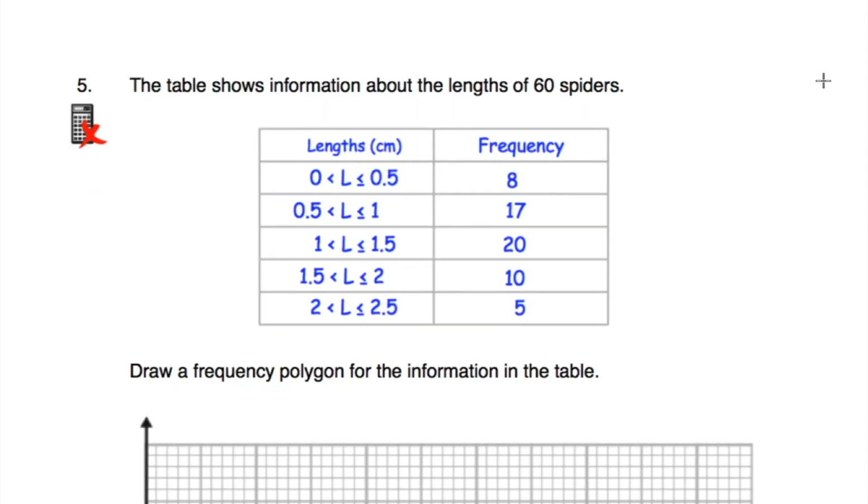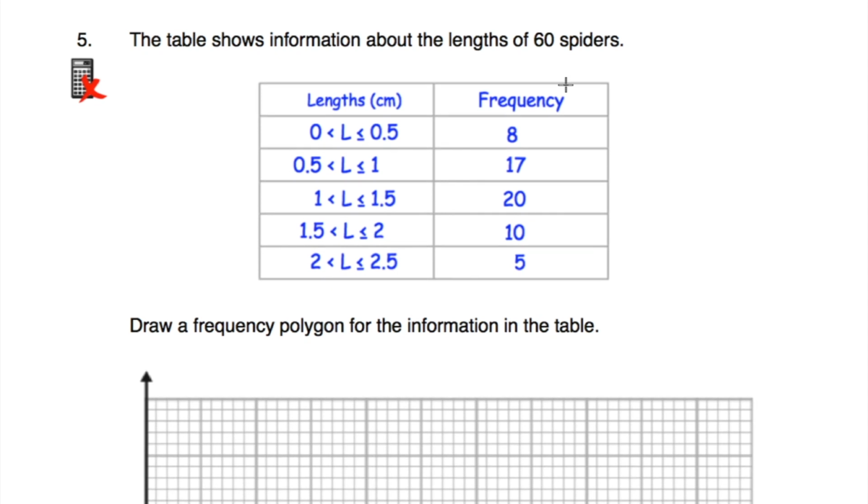Okay, let's have a look at our next question. So question number 5. Question number 5 says the table shows information about the length of 60 spiders. So we've got the length between 0 and 0.5 centimeters, there's 8 spiders. Between 0.5 and 1 centimeter, there's 17 spiders. Between 1 and 1.5 centimeters, there's 20 spiders. Between 1.5 and 2 centimeters is 10 spiders. And between 2 and 2.5 centimeters, there's 5 spiders.